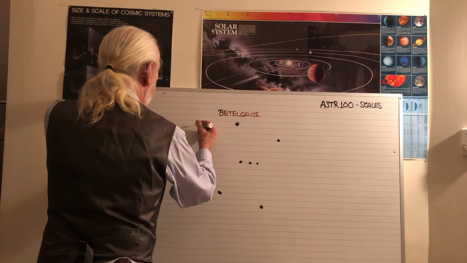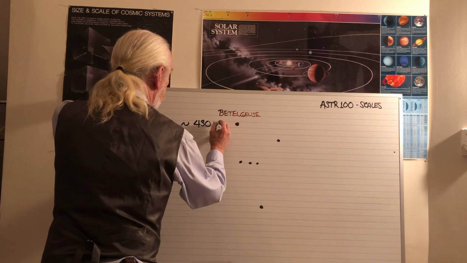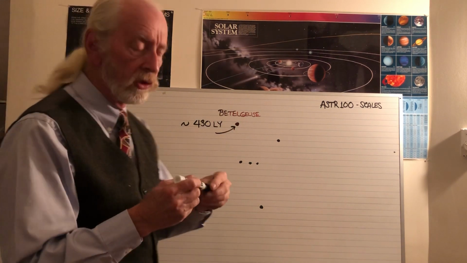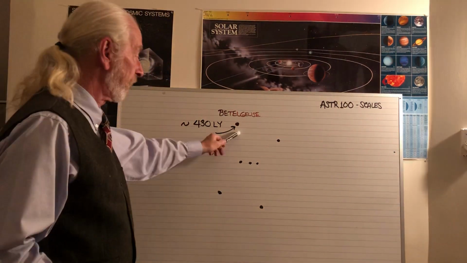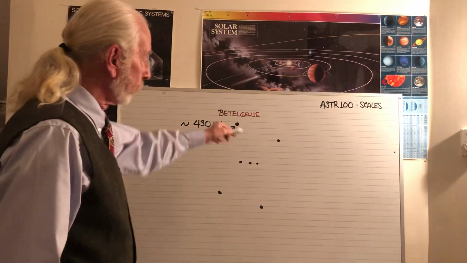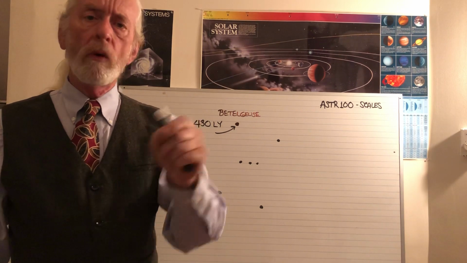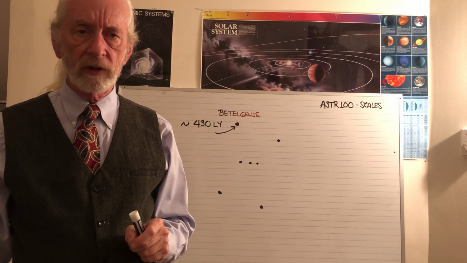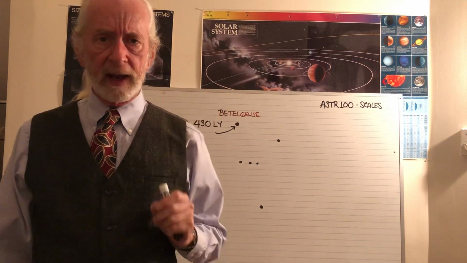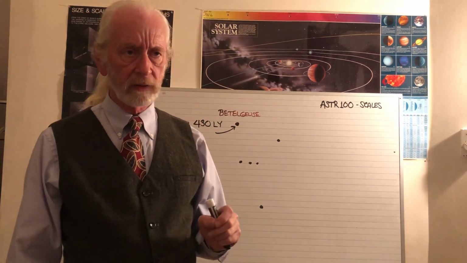Betelgeuse is roughly 430 light years away. That means that when you look at that star, and now I've shown you how to find him, he's right up here, on Orion's shoulder. When you look at Betelgeuse, and you'll see he's got a little bit of a reddish tinge to him, you are looking 430 years into the past. You are looking directly 430 years into the past. That's look-back time. That's what look-back time is.